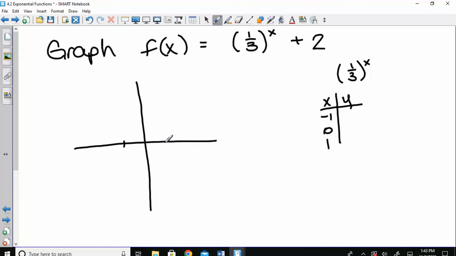What is 1/3 to the -1? 3. 1/3 to the 0 is 1, and 1/3 to the first is 1/3. So the points are -1, 3, 0, 1, and 1, 1/3.